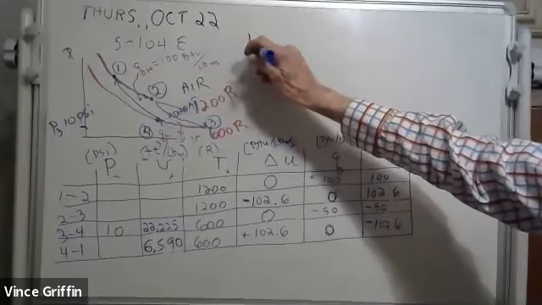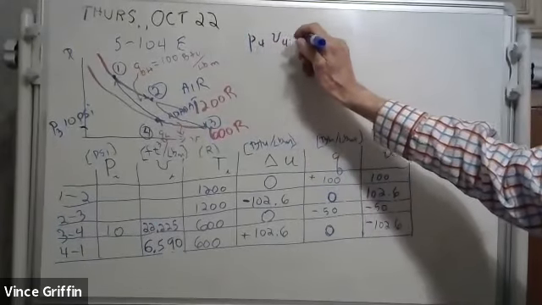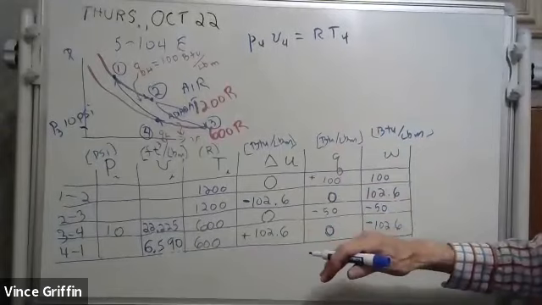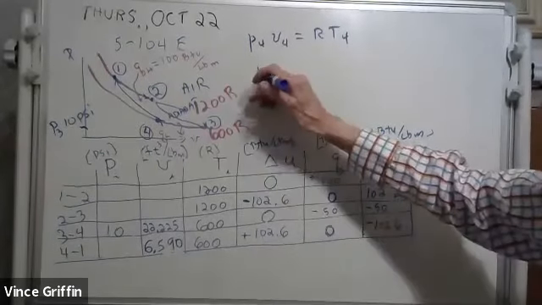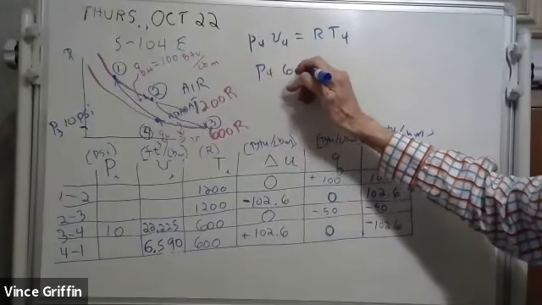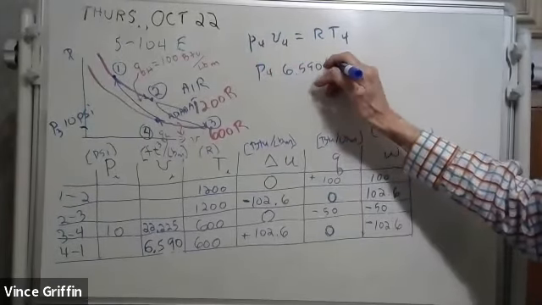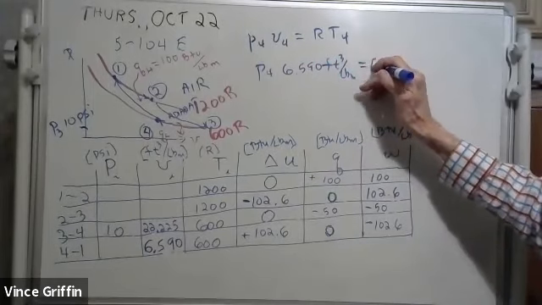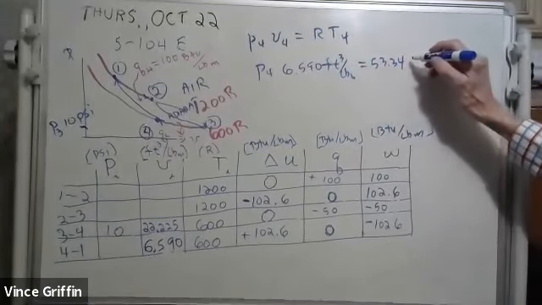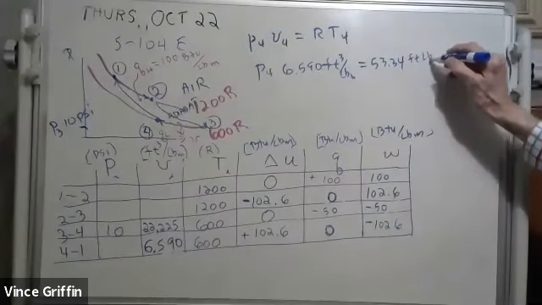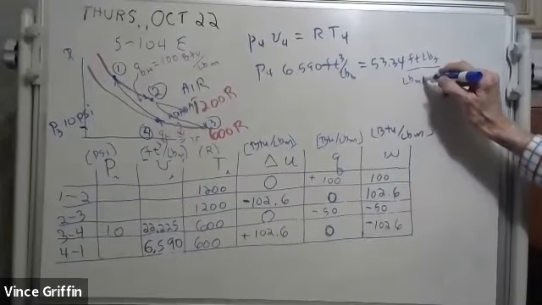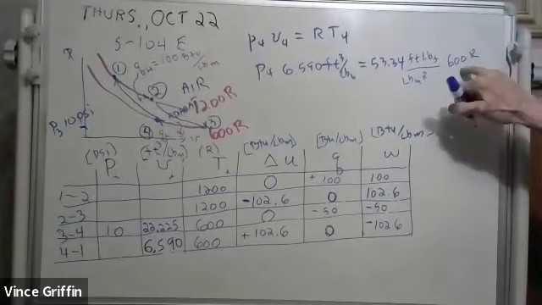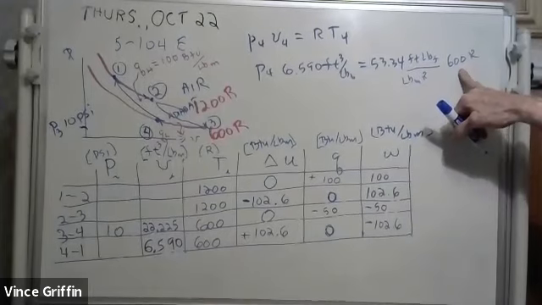But now look here. P4V4 is equal to RT4. Now we did that before. We can do it again, can't we? So it's P4 times 6.590 cubic feet per pound mass equals 5334 foot-pound force per pound mass Rankine times 600 Rankine. Hey, I got the right temperature this time. I didn't put in 1200 and goof up like I did last time.